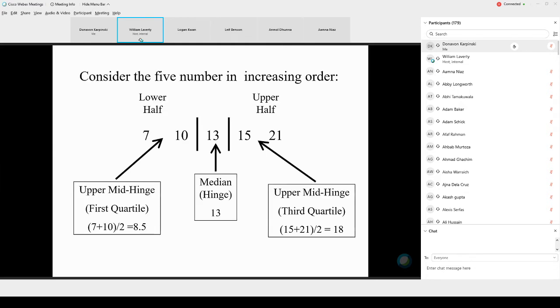So there's the 5 numbers. The median is the middle one, 13. It's one of the observations, so you drop it out to compute the other 2 quartiles. The lower half just has 2 observations. The median is the average of those 2. So that's the first quartile. The median of the upper half is the average of the 2 largest observations.